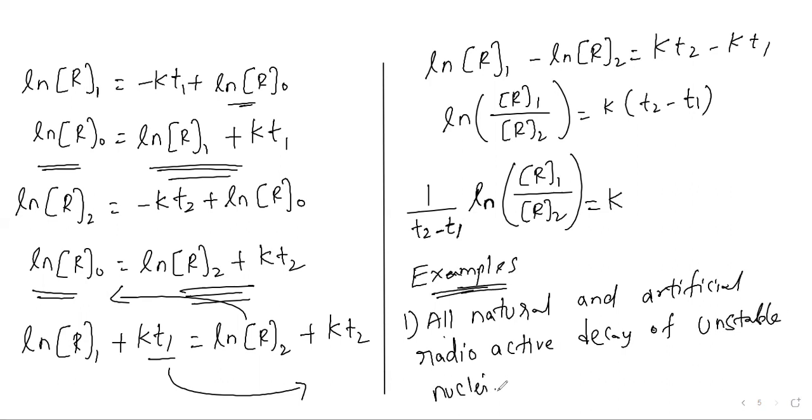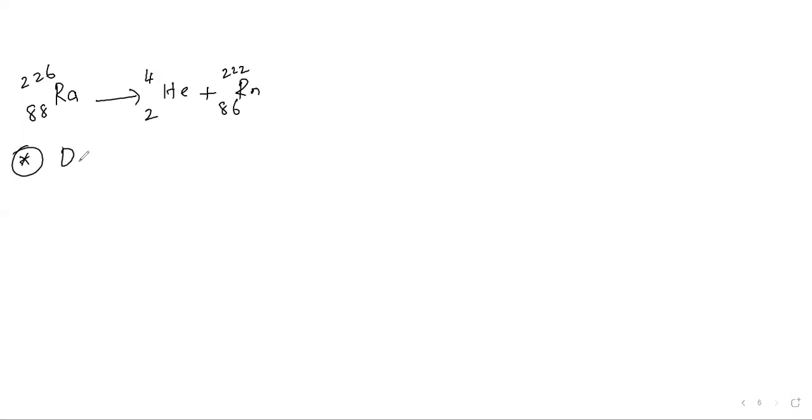So unstable nuclei. We have an example: radium will change into helium particle and radon. Helium has atomic number 2, mass number 4, plus radon with atomic number 86 and mass number 222. This is an example. Next one, decomposition of N2O5. And this is also a first order reaction.